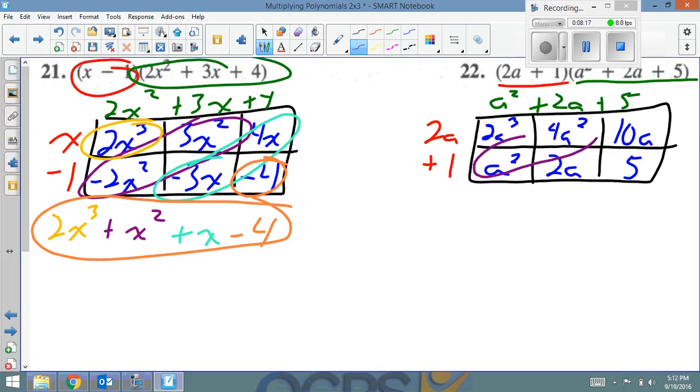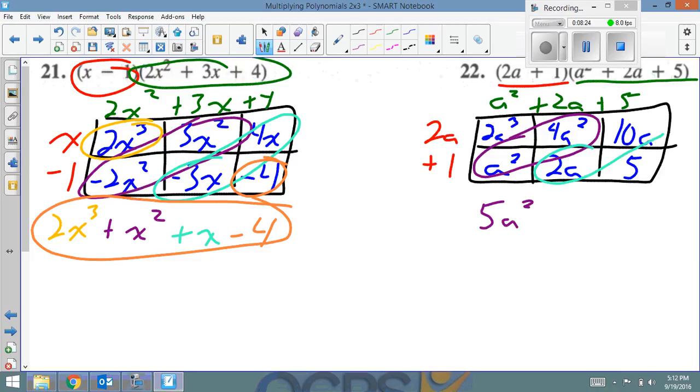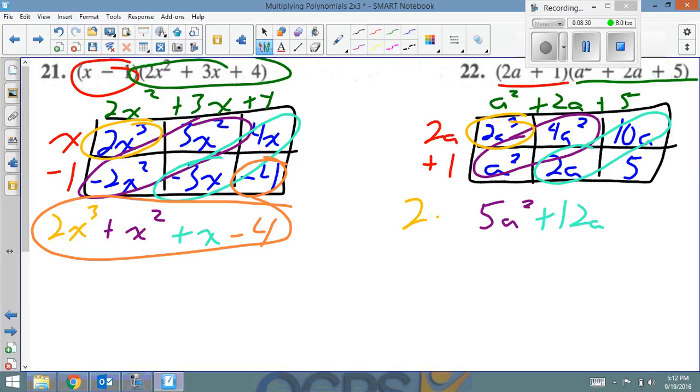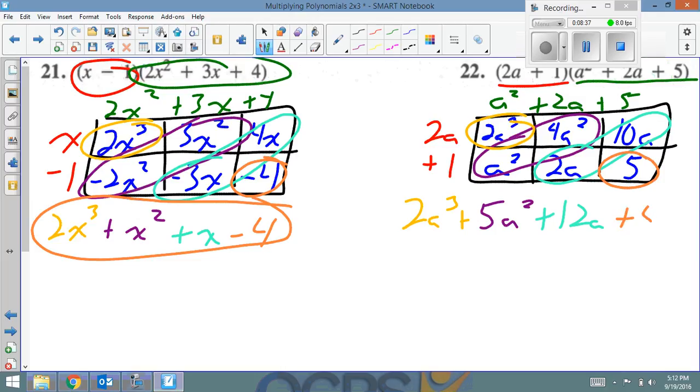Add diagonally. 4a squared plus 1a squared is 5a squared. 2a plus 10a is 12a. 2a to the third is going to go in the front. Put a plus because you need it. And 5 is going to go in the back.